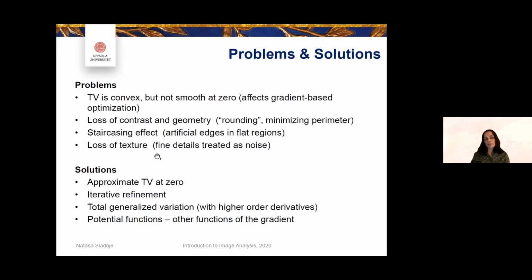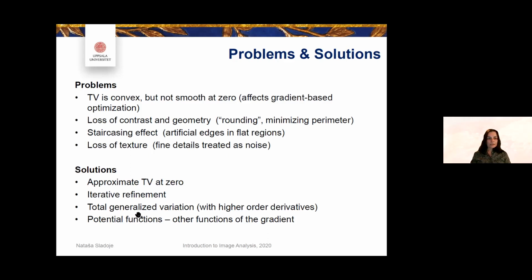So there are some solutions to these problems. Total variation is often approximated with a quadratic function at zero, so that the resulting approximation becomes smooth. We can do some refinements. There are ways to address this problem of loss in contrast and loss of geometry, which results sometimes in simply shrinking of objects, and that can also be addressed in suitable ways. There are solutions for that.